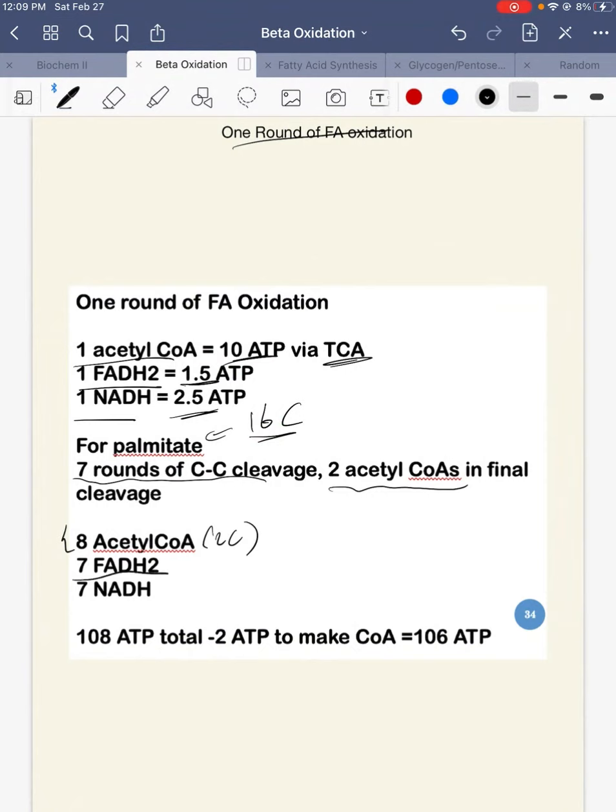So because we do 7 rounds, we'll make 7 FADH2, and then we'll make 7 NADH. So if we do the math, multiply this by the amount of ATP, for breaking down of one fatty acid, we make 108 ATP. So that's more than the electron transport chain, more than glycolysis, more than TCA. Basically, the best way for the cell to make energy is to break down fats. And then if we subtract 2 ATPs that are used to make CoA, we'll finish with 106 ATPs. So it's very efficient and makes a lot of energy for the cell, beta-oxidation.